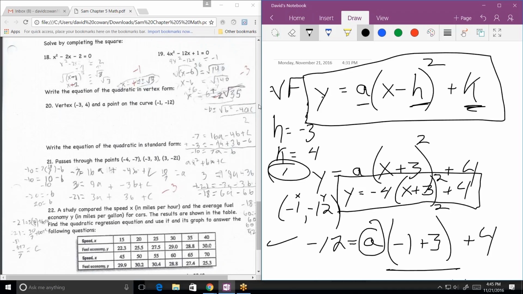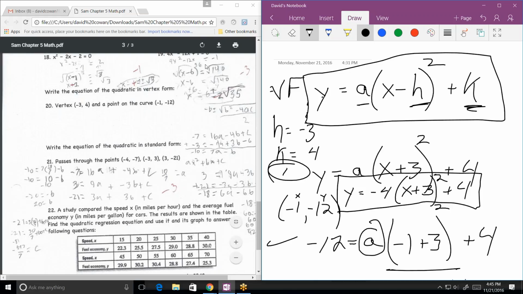Okay? It's not the quadratic. In other words, I see a quadratic down here. I don't know if that was part of solving. That's probably part of solving 19, huh?